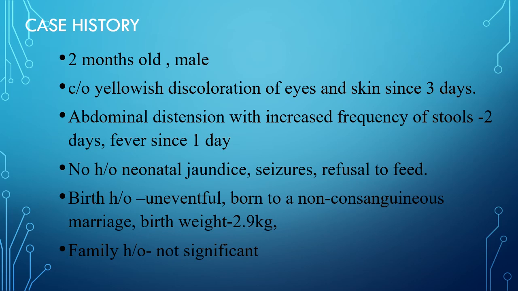Here, a 2 months old male baby. Parents brought the baby with complaints of yellowish discoloration of eyes and skin for 3 days. They also complained of abdominal distension with increased frequency of stools since 2 days. The number of stool episodes was about 8 to 9 times, and the stools were green in color. And the boy also had fever since 1 day.